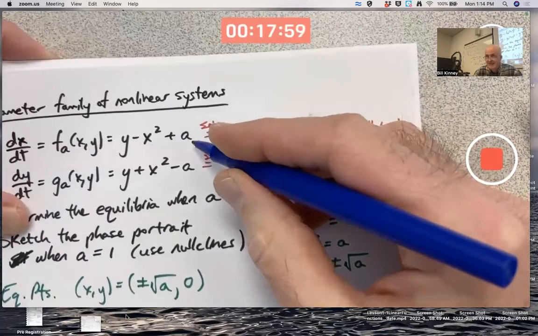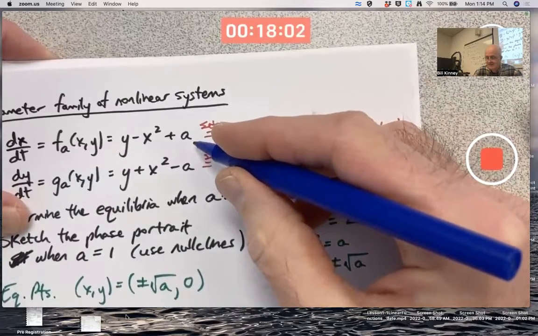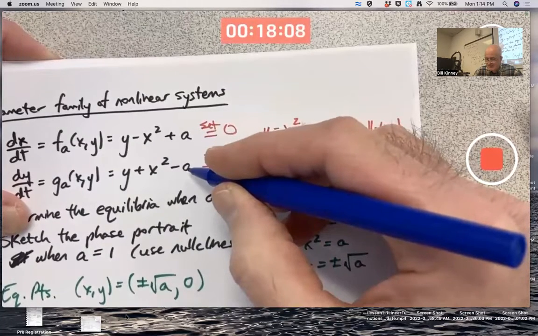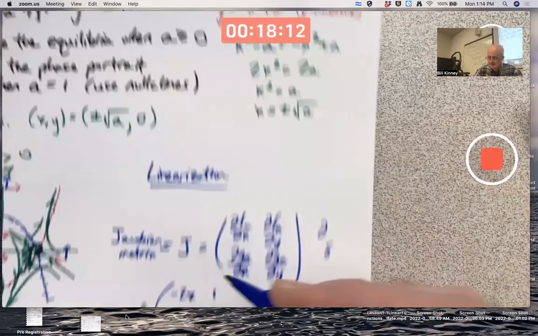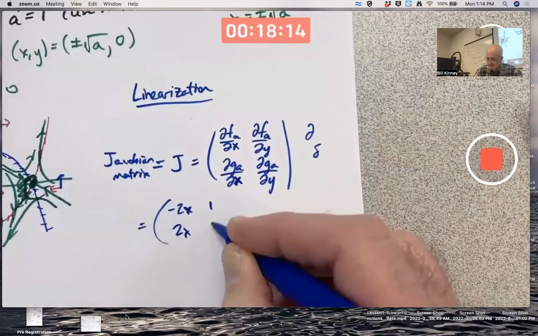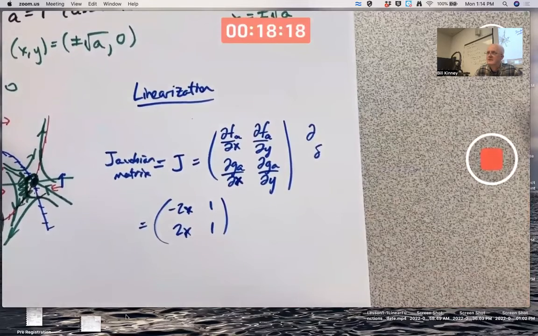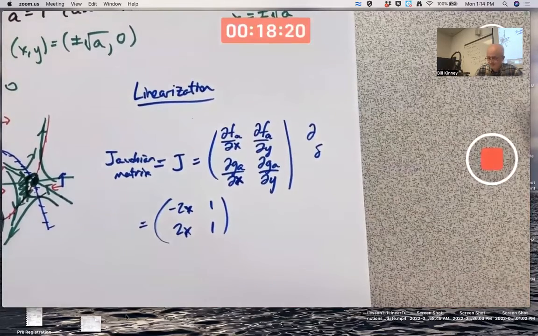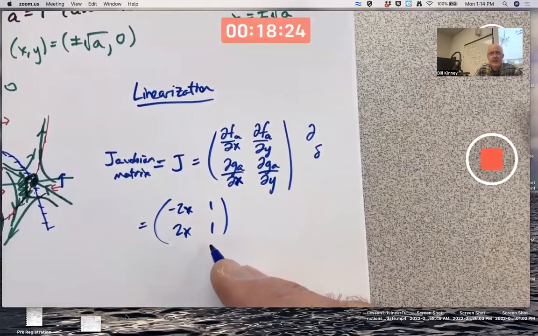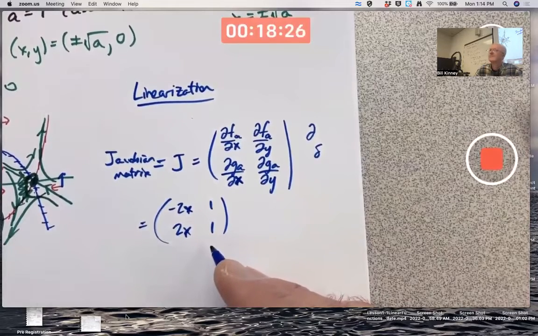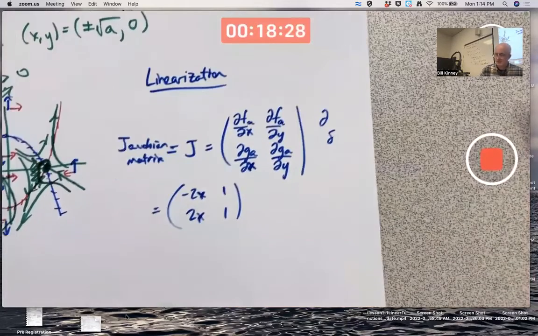Differentiate this with respect to x, treat the y and a as constants. It's negative 2x. Differentiate it with respect to y, you get 1. Something kind of similar happens with this one, except the derivative with respect to x is positive 2x. There's your general Jacobian matrix. It's a function, a matrix valued function. Plug in a point x, y, you get a matrix. Weird. Well, we do lots of weird things in this class.